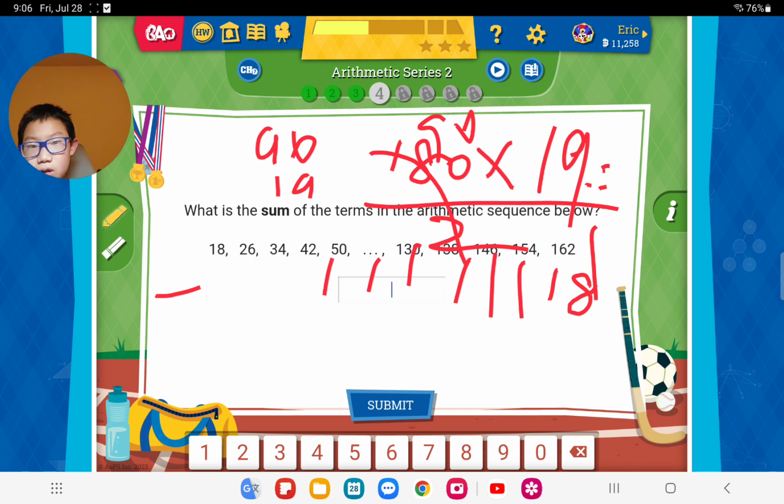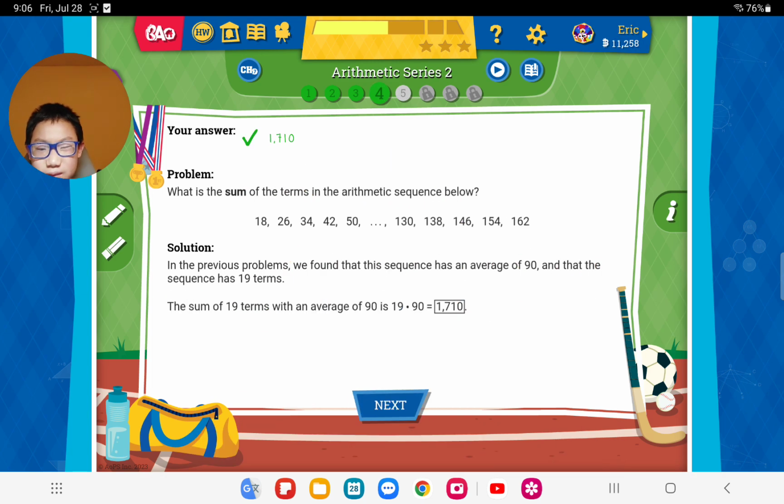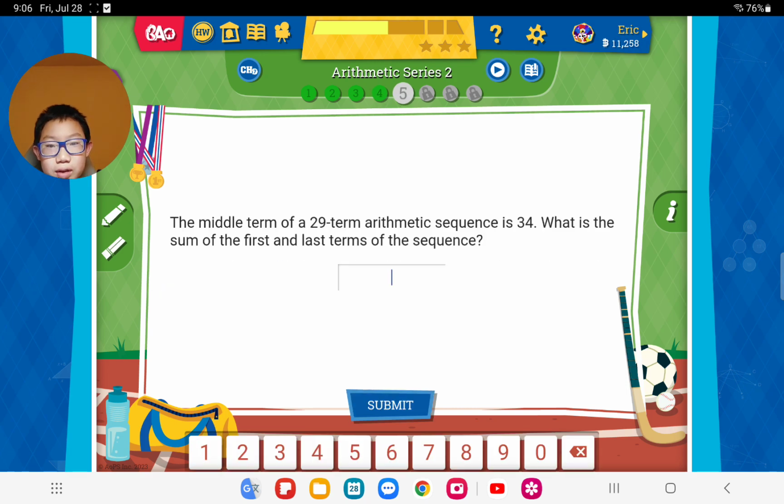Do you understand my solution? Yes. So it's 1,710. Take a look at the solution. Actually, it has the average. You already got the average. Average times the number of terms in the sequence is the same. Keep going. That was much simpler.